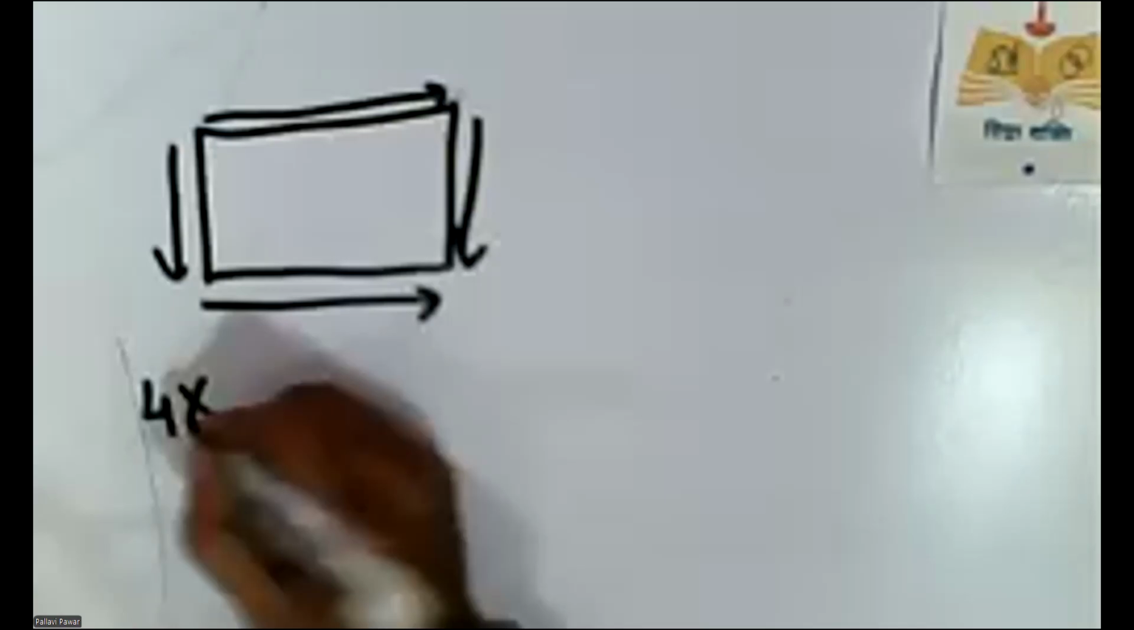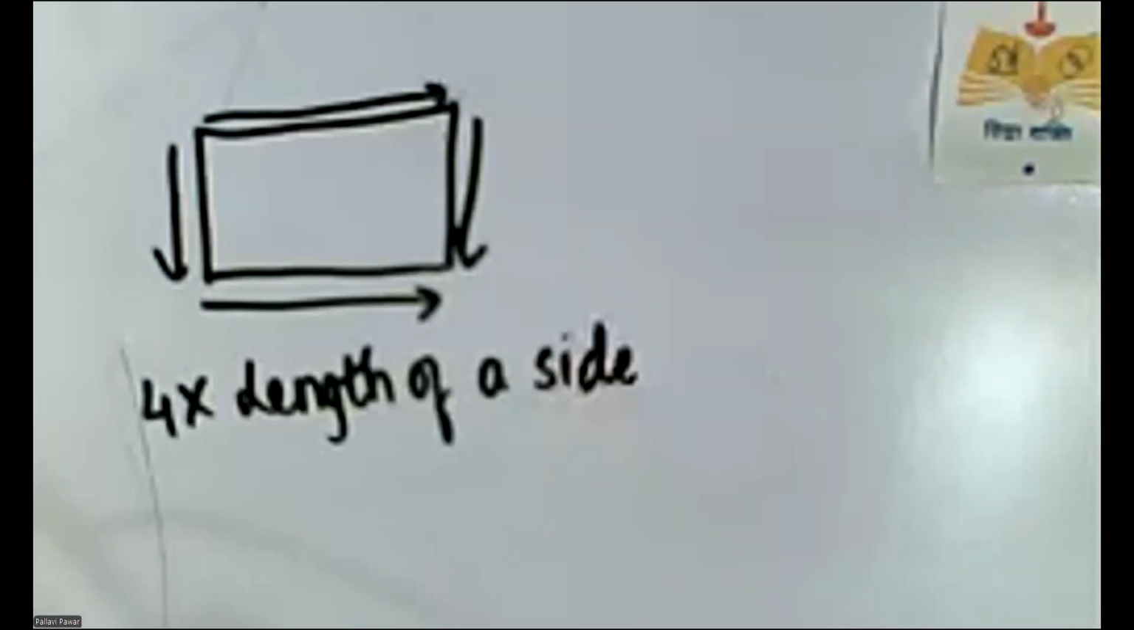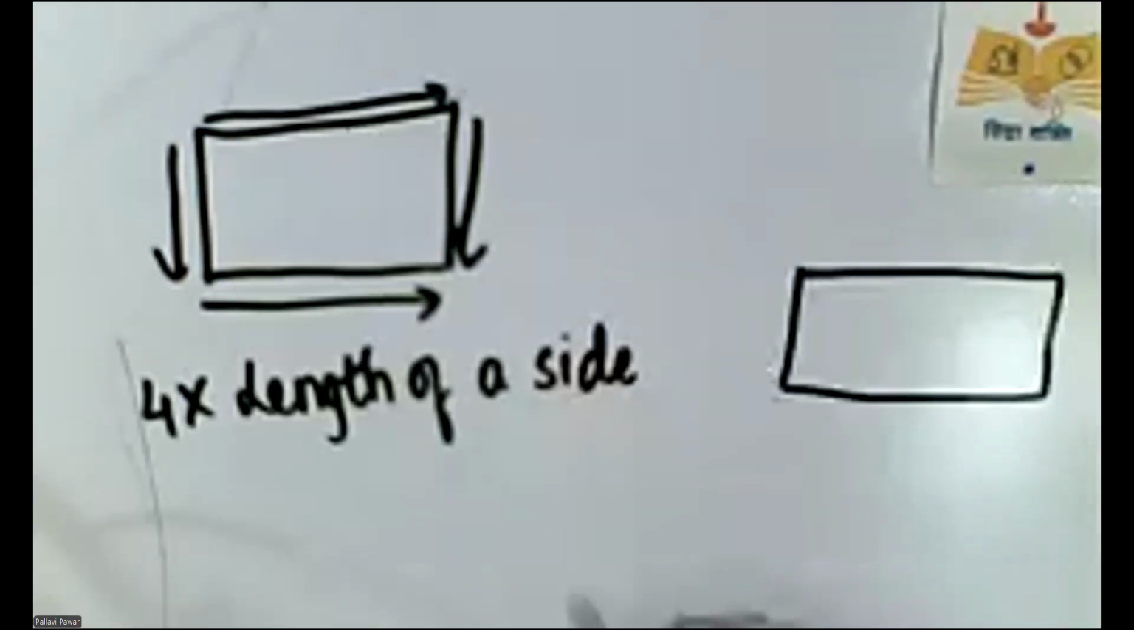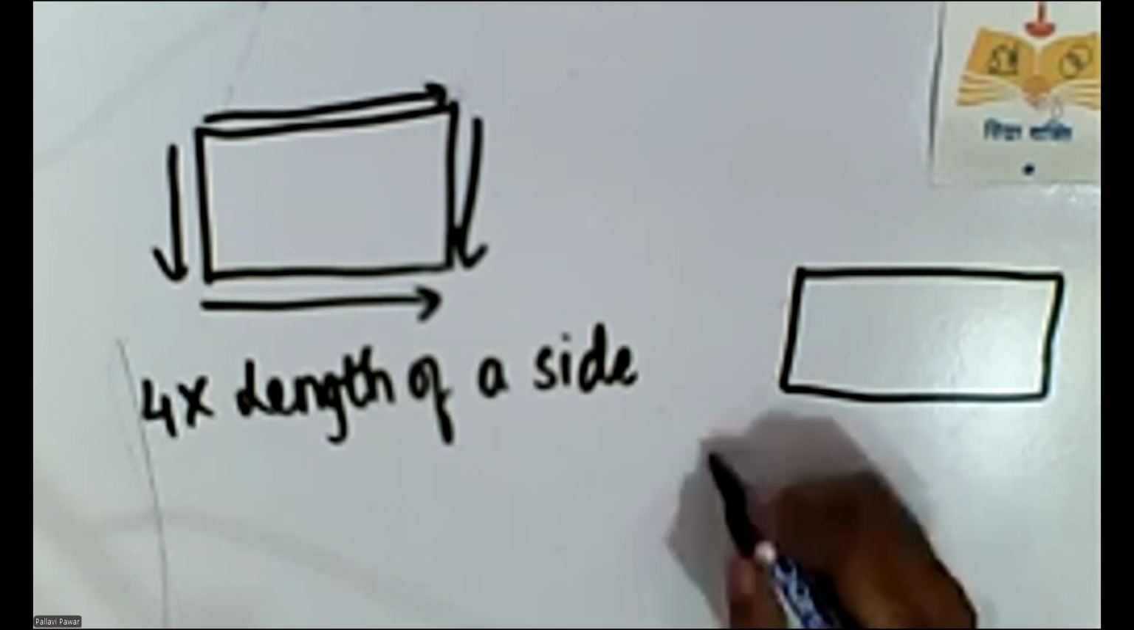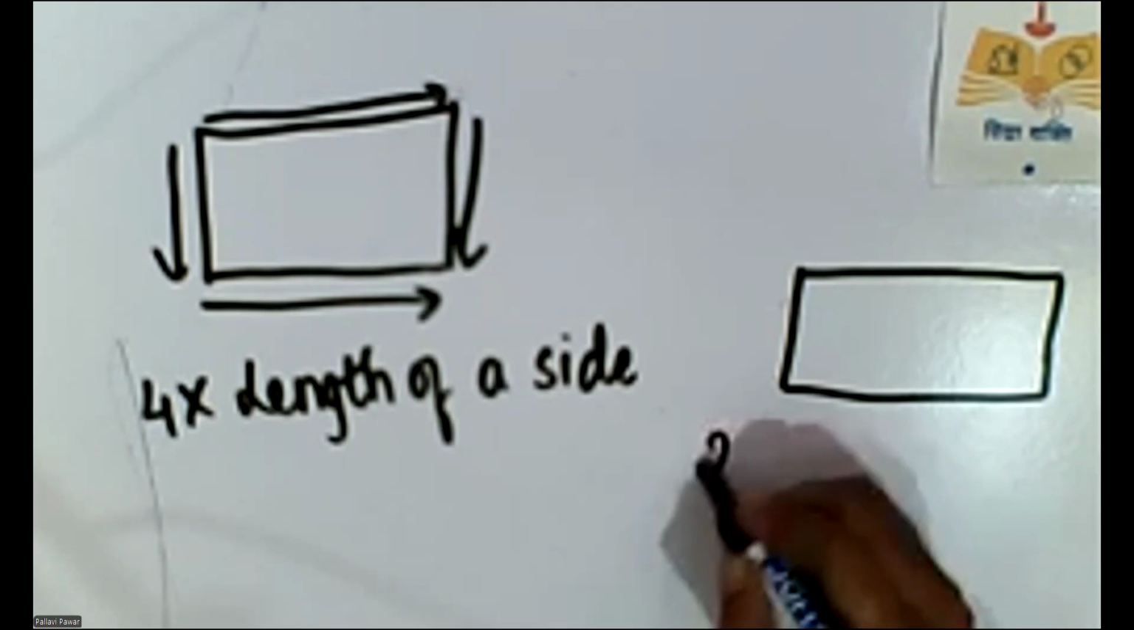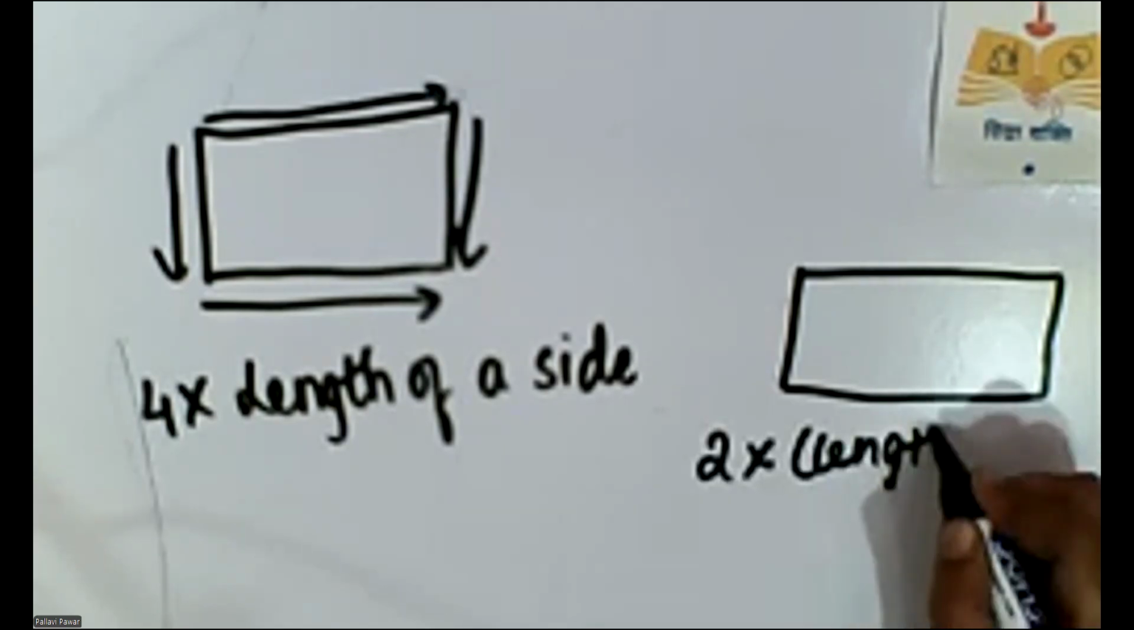Then what is the formula of a rectangle? A rectangle looks like this. What we know about a rectangle is that opposite sides are equal to each other. In a square, all four sides are equal, whereas in a rectangle the length and breadth, the opposite sides, are equal. So its formula becomes 2 into length plus breadth.